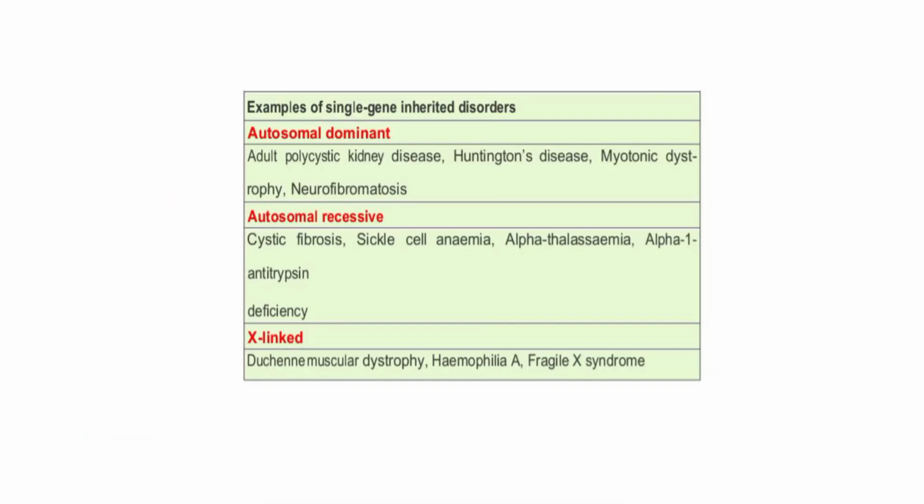And some examples of single gene inherited disorders. There is autosomal dominant, autosomal recessive, or X-linked. Autosomal dominants are adult polycystic disease, when there are cysts formed in the kidney. Huntington disease, this is a learning or developmental disability. Myotonic dystrophy and neurofibromatosis, this is also a genetic disorder.